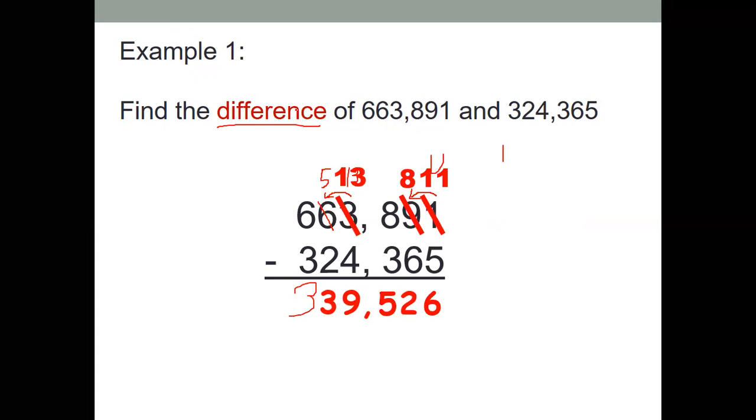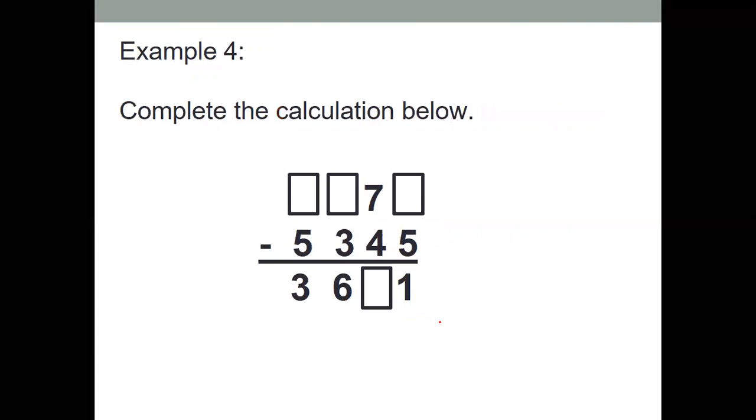All right, so the difference of 663,891 and 324,365 is 339,526. Okay, let's move to the next example.